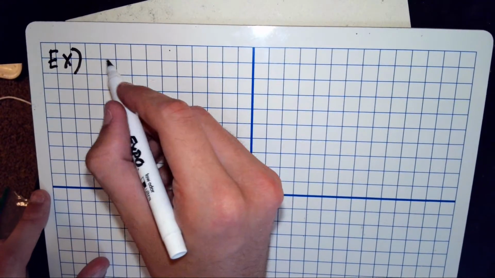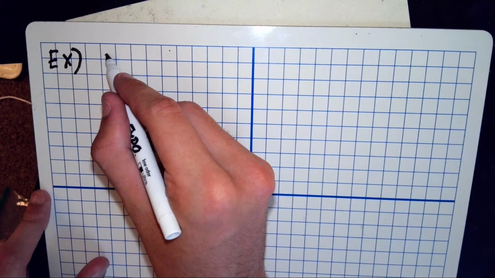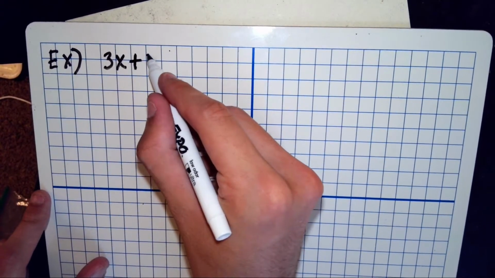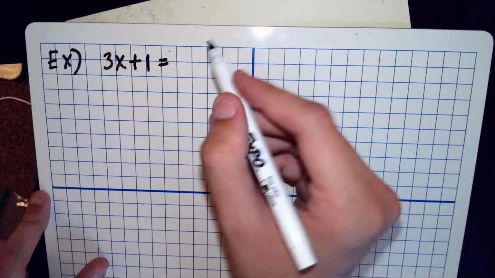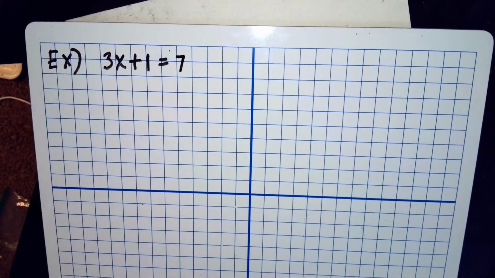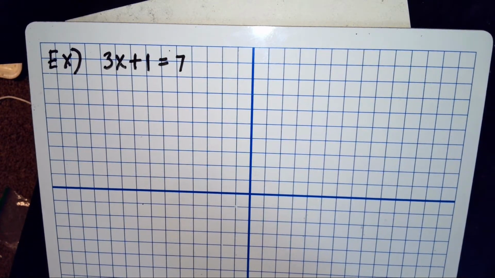So let's just suppose we have an equation such as 3x plus 1 equals 7. Now, you could easily solve this by hand. There's no disputing that. But what I'd like to do is just see a different approach to this so we can understand these functions differently.